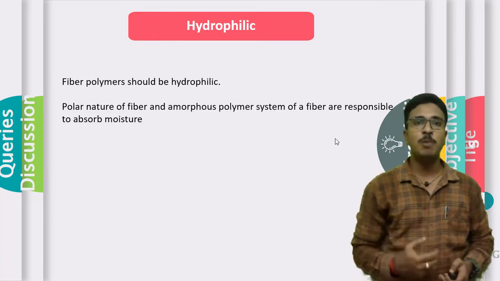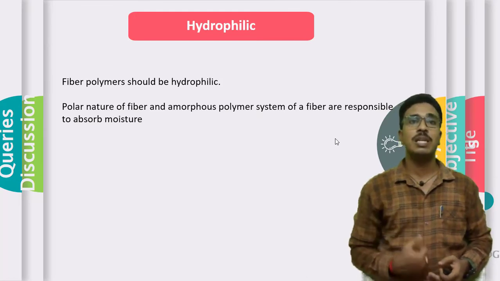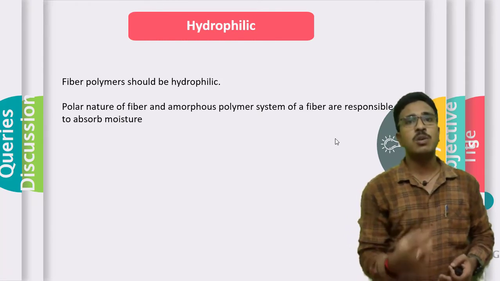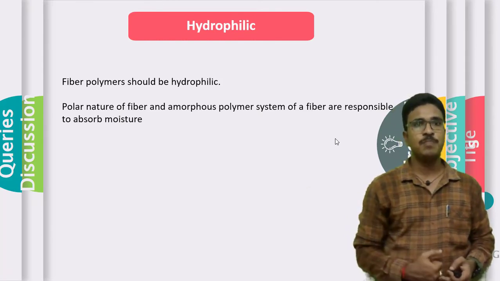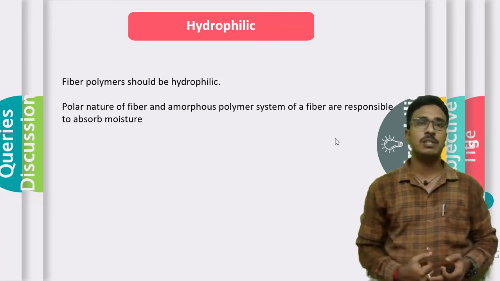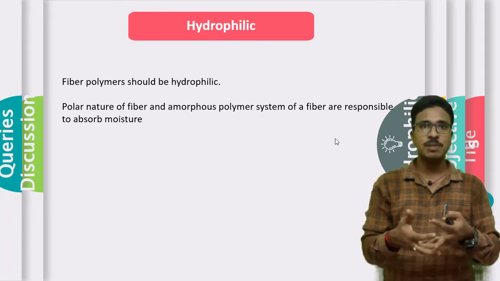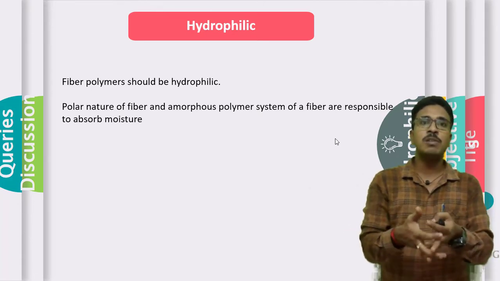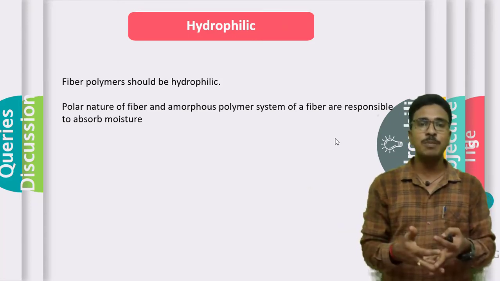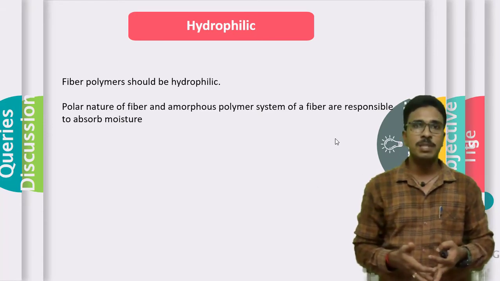So if a polymer is absorbing moisture or water, that means the polymer consists of polar groups, for example OH groups, and the polymer should consist of regions called amorphous regions. That means regions which have some kind of gaps, where the molecules are arranged randomly. Because of that random arrangement of molecules, some kind of gaps are created in the polymer structure.